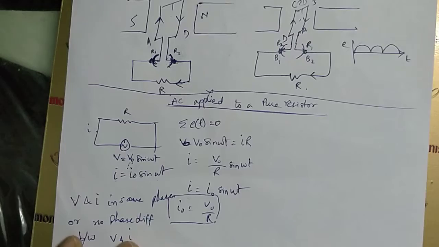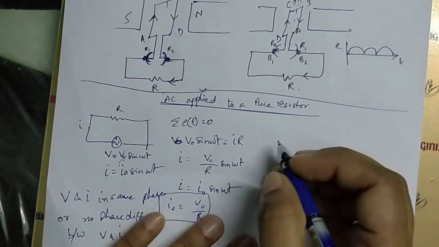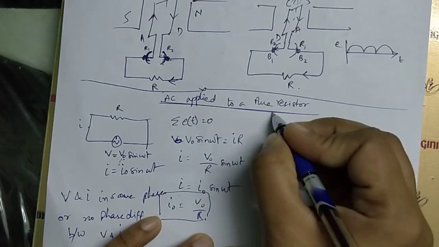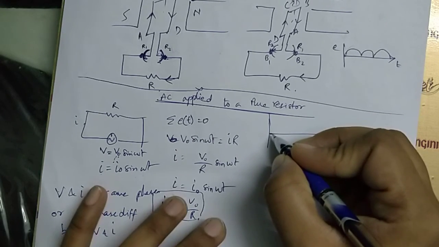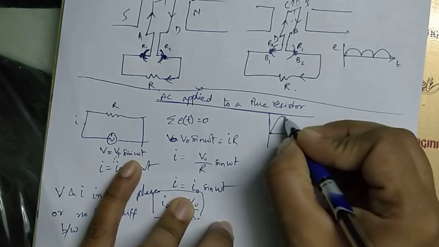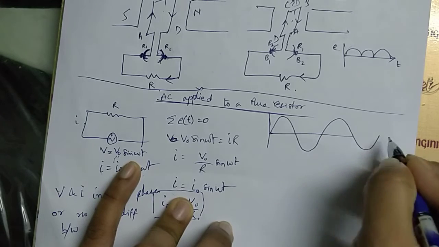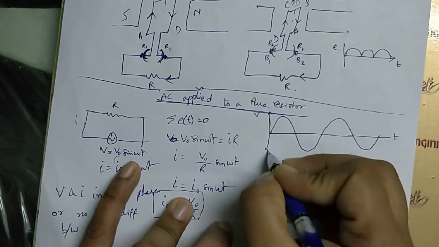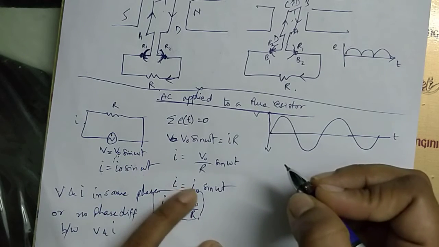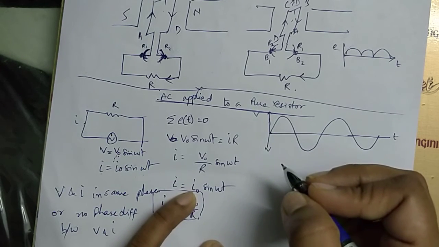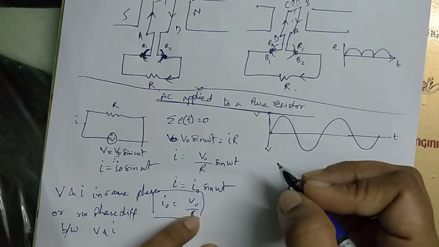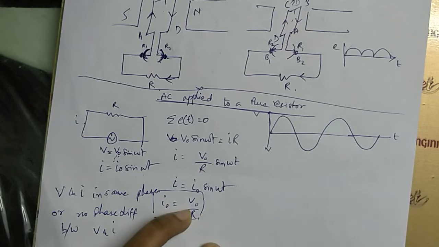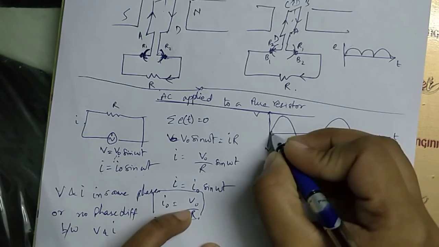So if I have to plot the curves for voltage and current, one curve for voltage is V naught sine omega t, which is a sine function. You all know this is a sine function for V. And then what will happen to current? Current is I naught sine omega t, where I naught, the peak current value, is V naught by R. So if R is greater than 1, V naught by R is less than V naught.